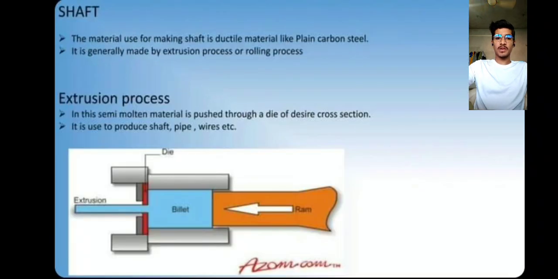Now we will see the manufacturing process of shaft. So we will see what is shaft. The material used for making shaft is ductile material like plain carbon steel. It is generally made by extrusion process or rolling process. So we will see the extrusion process. In this, semi-molten material is pushed through a die of desired cross section. It is used to produce shafts, pipes, wires, etc.